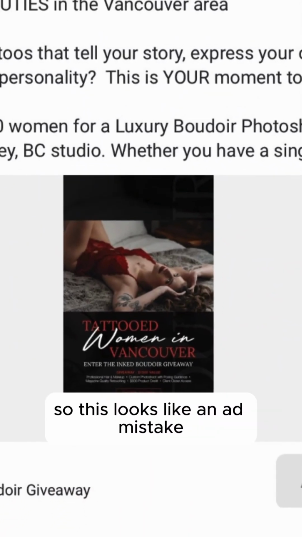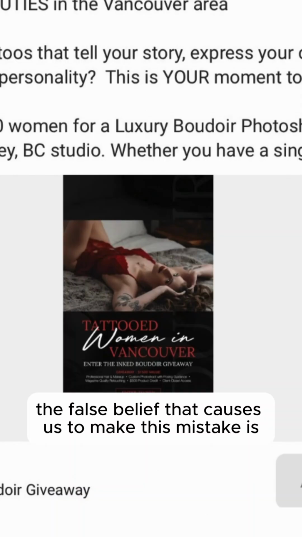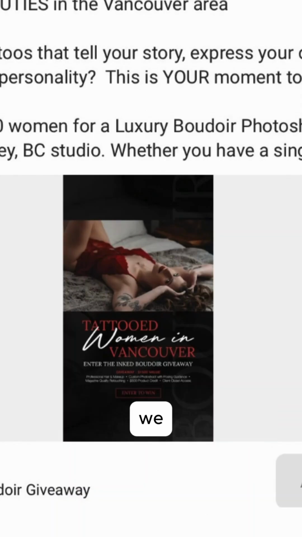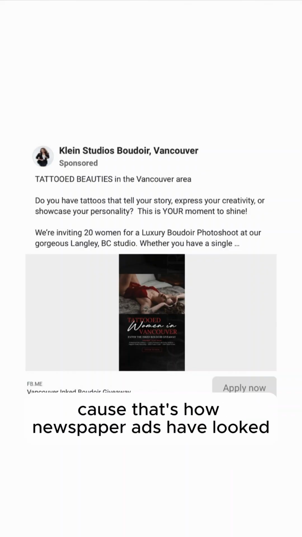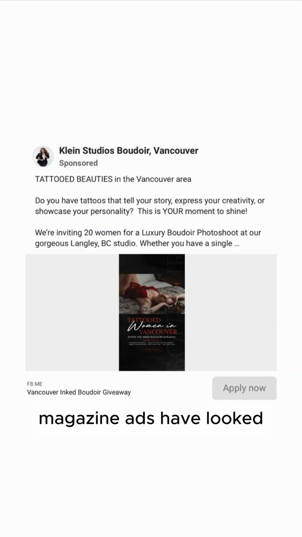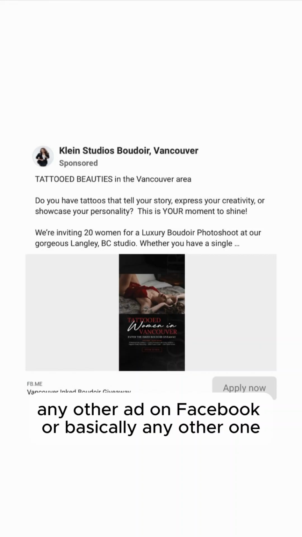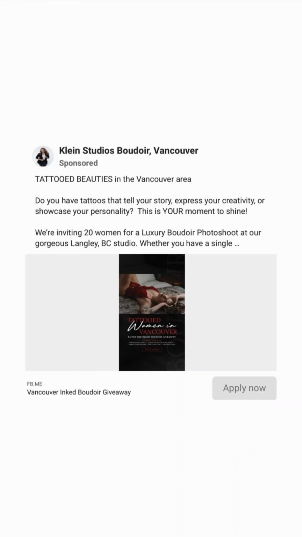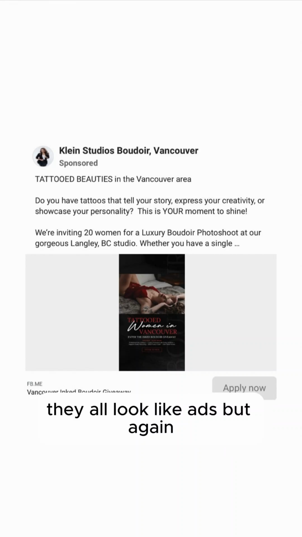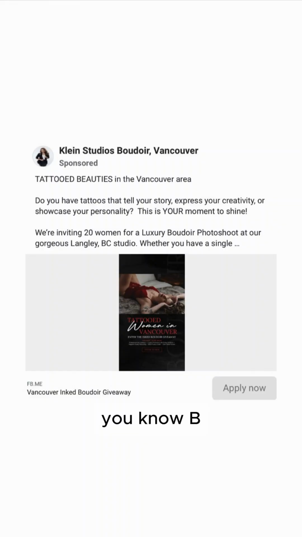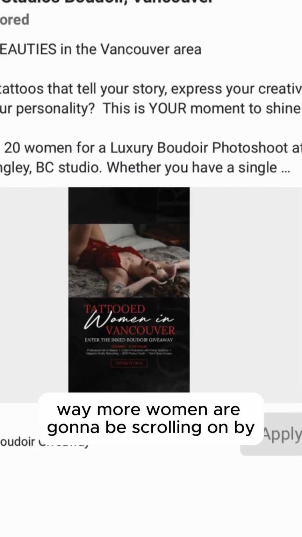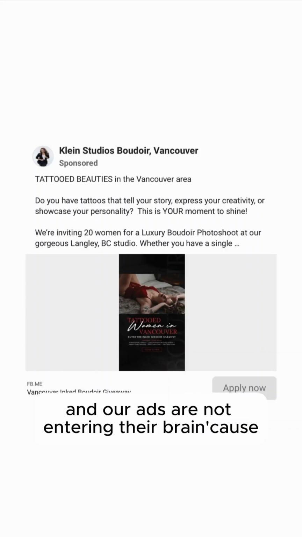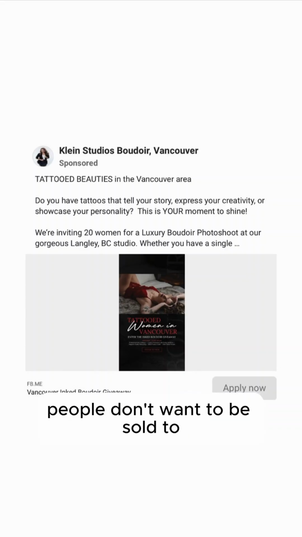Creative. All right, the creative looks like an ad, so it looks like an ad mistake. The false belief that caused us to make this mistake is we believe our ads should look like ads because that's how newspaper ads have looked, magazine ads have looked, TV commercials have looked, and any other Boudoir Facebook ad on Facebook. They all look like ads. But again, BLCS is the most common thing I'm seeing. It's because everyone's making these same mistakes. So the consequence of this: way more women are going to be scrolling on by, and our ads not entering their brain because people don't want to be sold to.